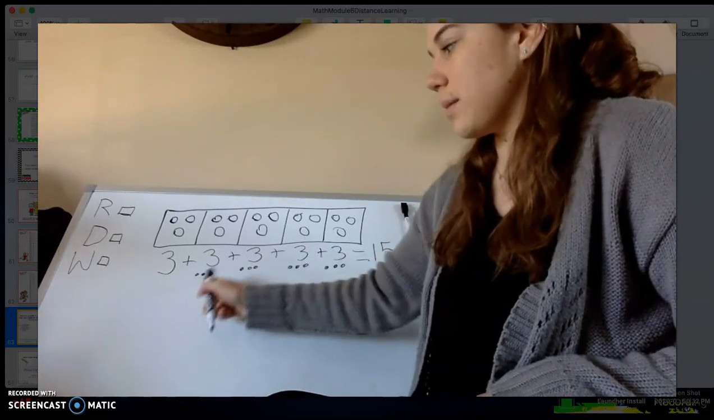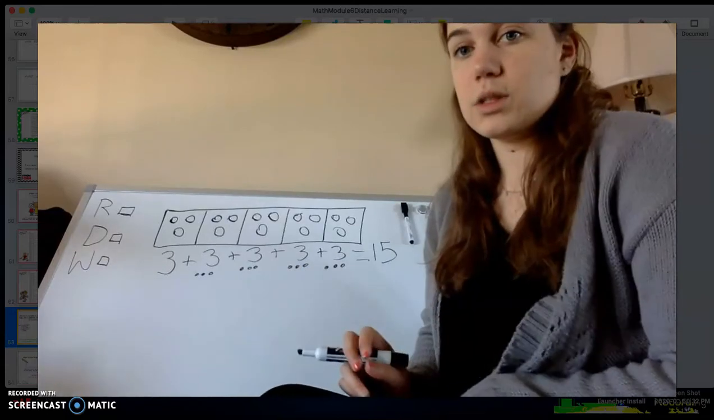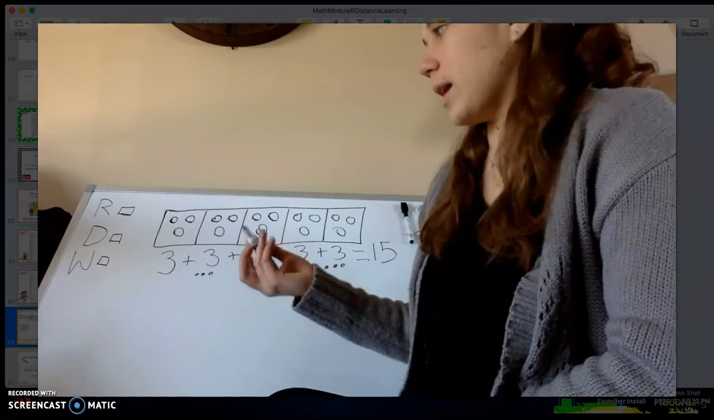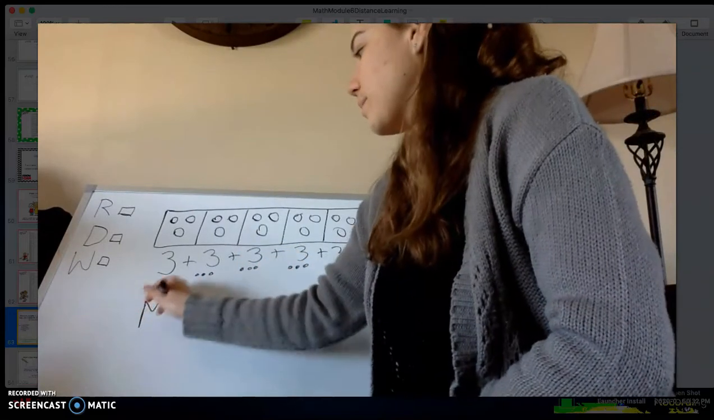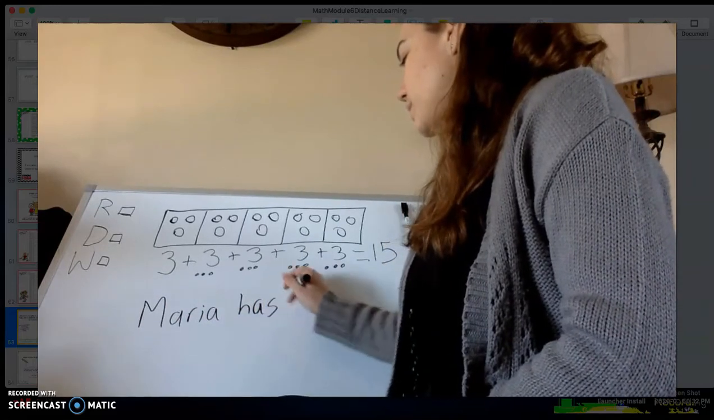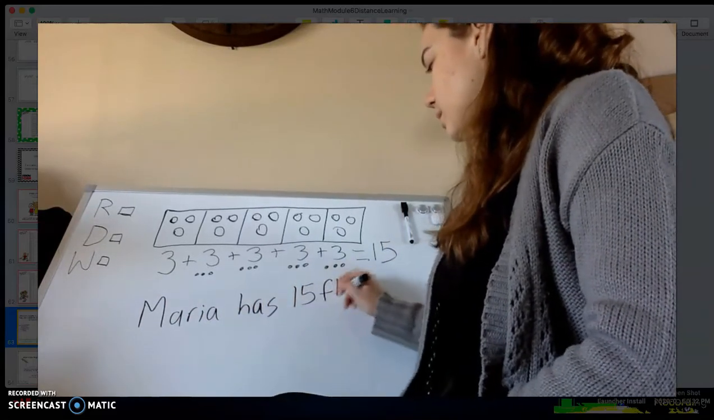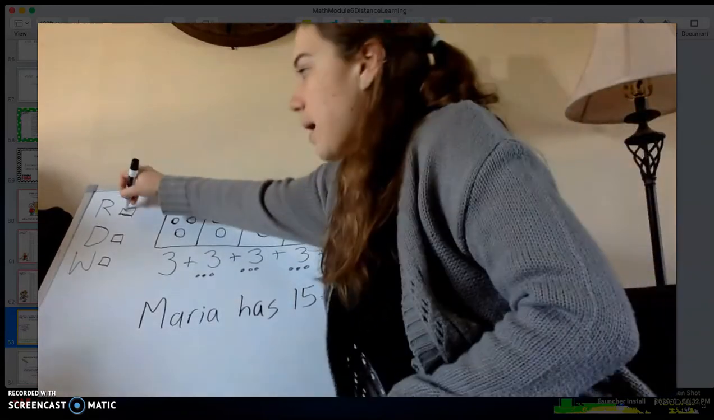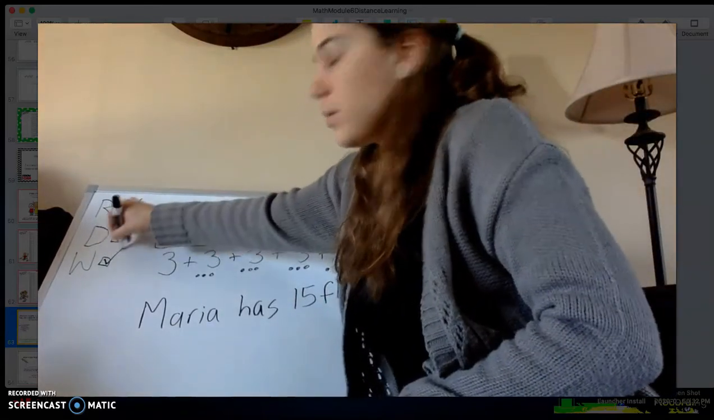Remember, if you want to combine, you can do that too. So you can do the fast way. I would love to see that on your own. I'm going to write our sentence. So Maria has 15 flowers. We read our problem, we drew it, and we wrote it.